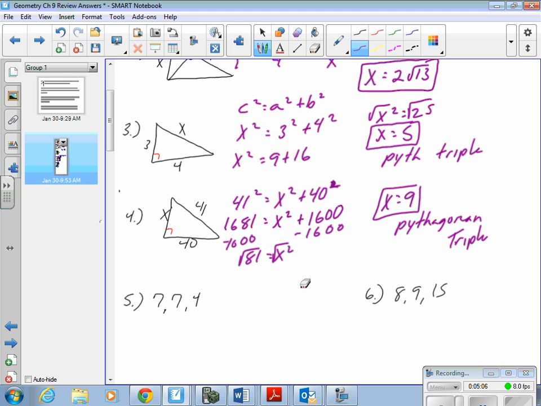What we're looking at to determine that it's not a Pythagorean triple would be one of those numbers having a square root in it, or a fraction, or a decimal.